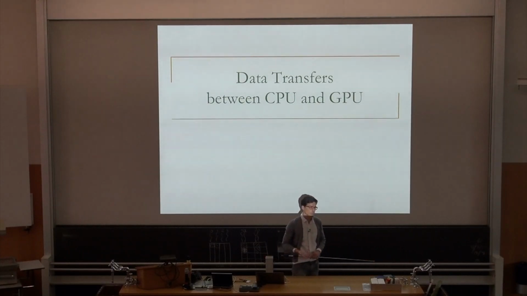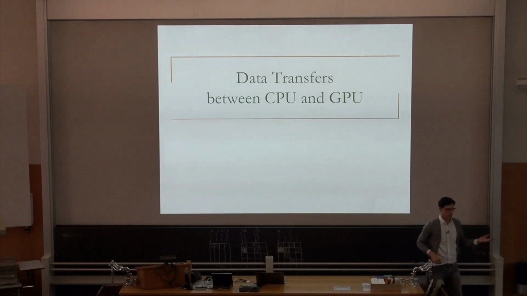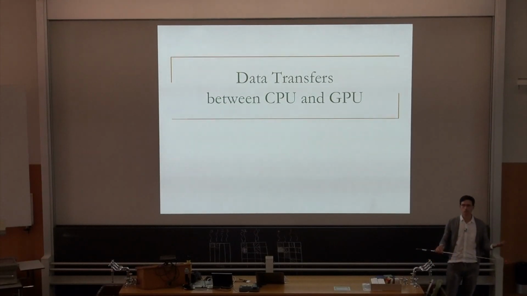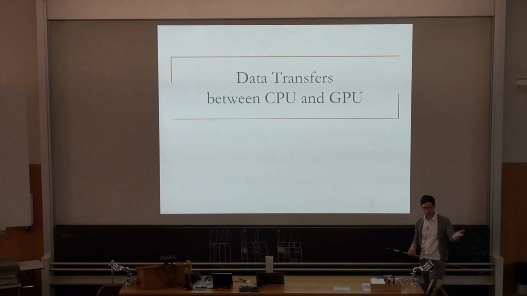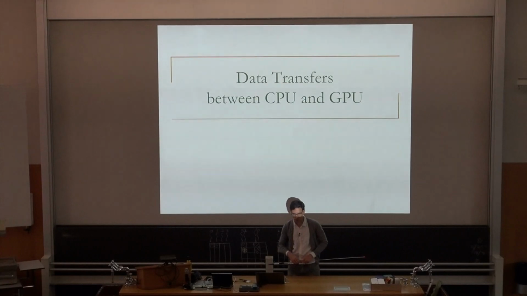Now let's talk about what to do with data transfers. Recall that in the beginning I said that there are two very big bottlenecks in GPU processing. One of them is the access to the DRAM memory. The other one is the data transfer between CPU and GPU.